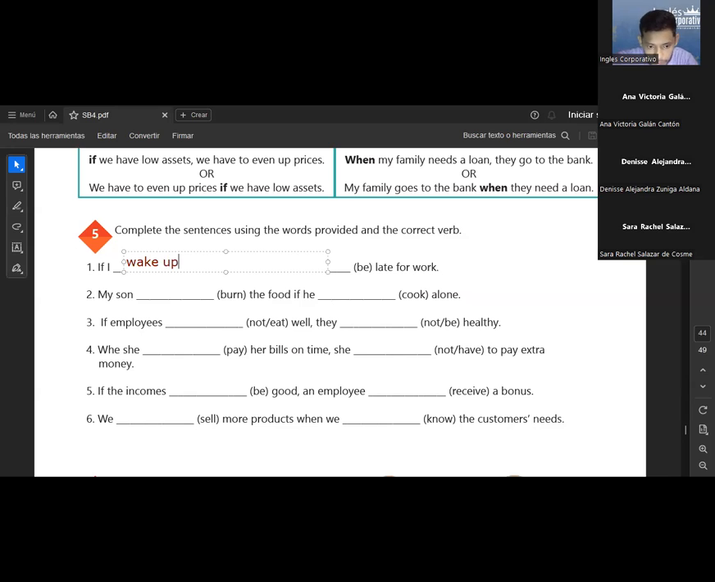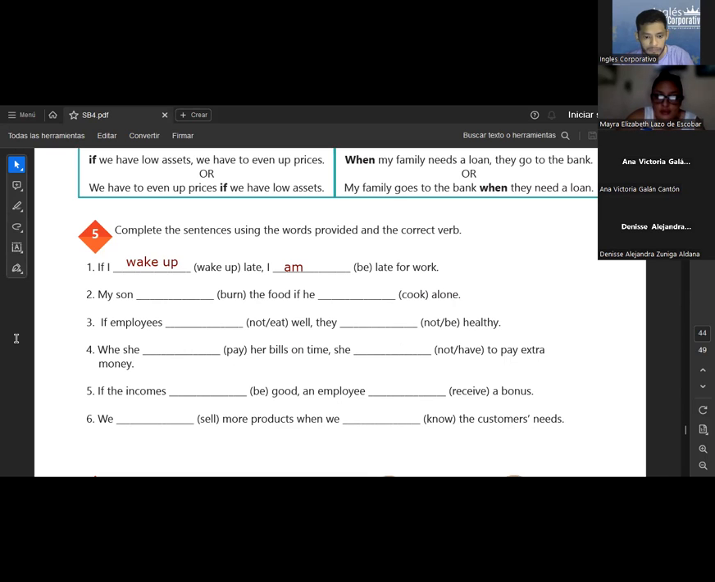If I wake up, I am. Number two. ¿Quién la puede compartir? Number two. My son burns. The food if he cooks alone. Okay, it will be my son burns. Burns con S, okay? Burns the food. My son burns the food if he cooks alone. Exactly. Mi hijo quema la comida si cocina solo.